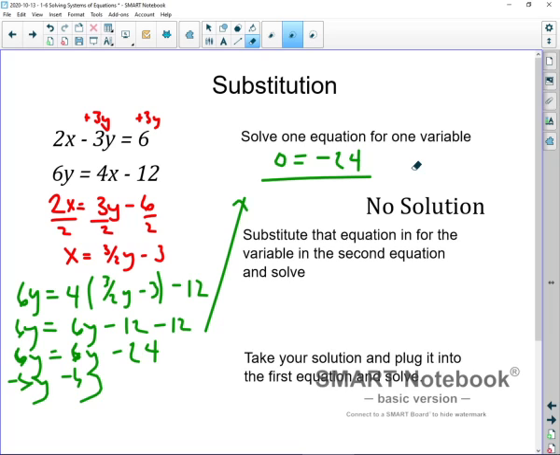If I were to graph these two lines, I should see that the lines are actually parallel to each other, and they will never cross. That's why there's no solution. So that's what that looks like when we solve that algebraically. We just get to a point where the variables disappear and we're left with an untrue statement. Okay, 0 does not equal negative 24, so therefore there can be no solution to this.